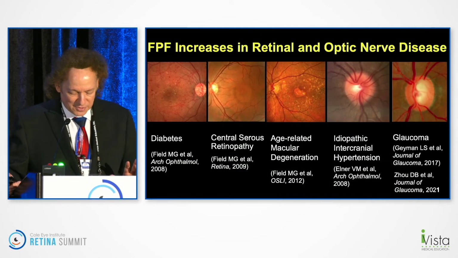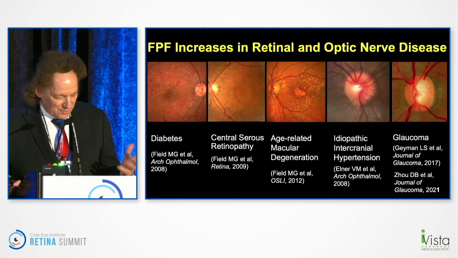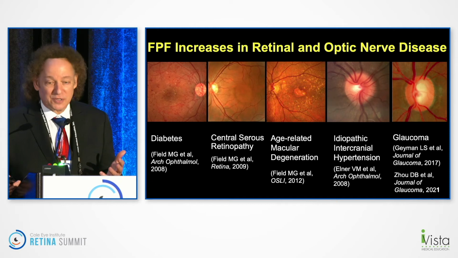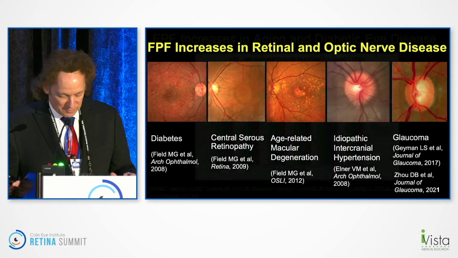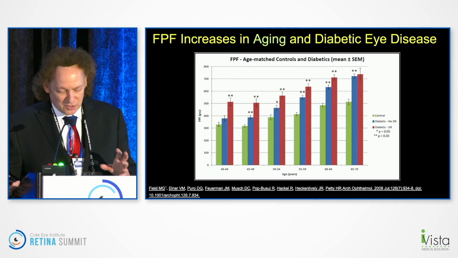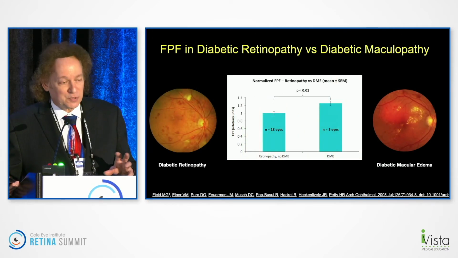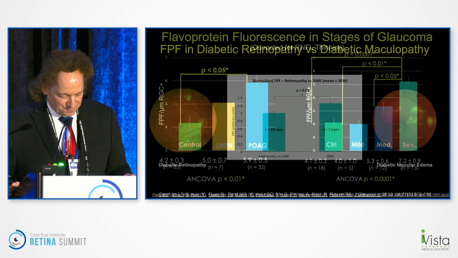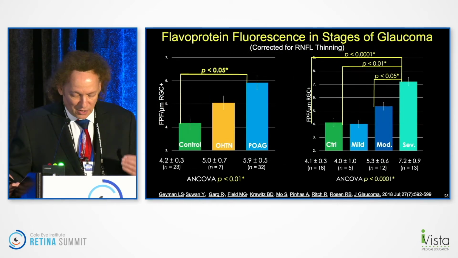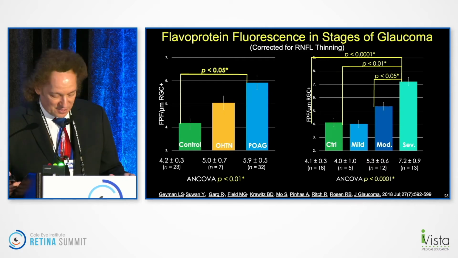Now, there have been a number of papers over the years that have been published. The work was originally started at the University of Michigan, and they were interested in diabetes primarily. They showed that in diabetics you saw increased levels, in patients who have active central serous, age-related macular degeneration, and optic nerve disease as well. And with age, you get increase of this fluorescence, as well as with diabetic eye disease. And here you can see even the difference between retinopathy, which is a little more peripheral, versus macular edema, so you get higher levels. We also looked at glaucoma, and you can see as the glaucoma progresses that we saw higher levels of autofluorescence.